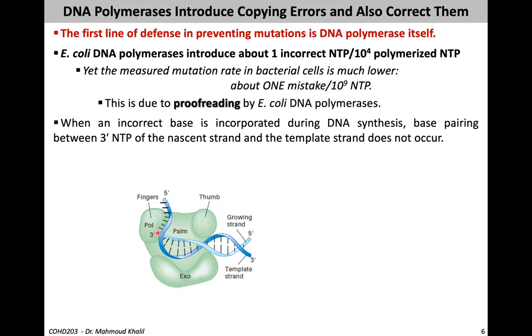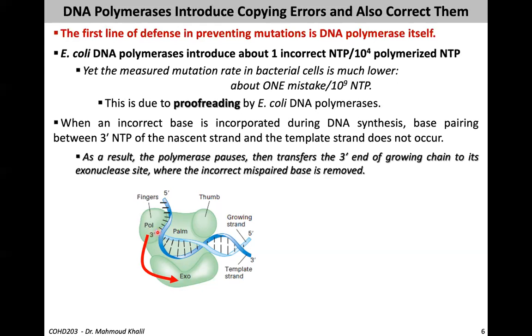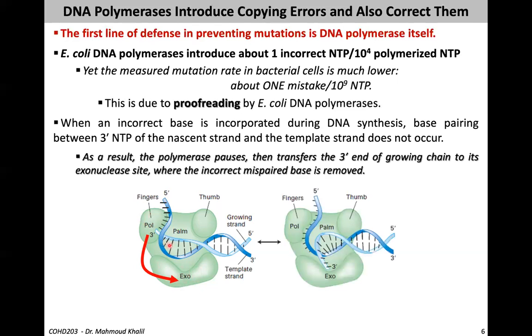a very good mechanism of proofreading occurs, in which, when the polymerase senses that the nucleotide has been inserted wrongly, it moves this 3' end from the polymerase finger to another region, another domain, which has an exonuclease domain. And you can see in this figure, it moves this 3' end to this one.